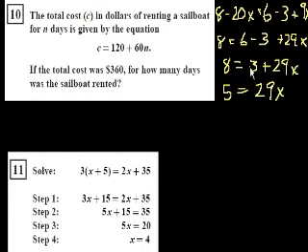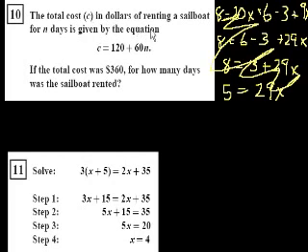And I should be careful that you don't think that all of this stuff is for this problem. The total cost C in dollars of renting a sailboat for n days is given by this equation. If the total cost was $360, for how many days was the sailboat rented? So they're giving us C.